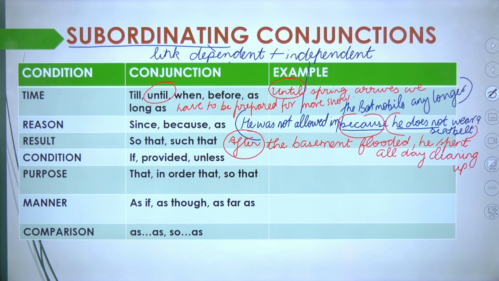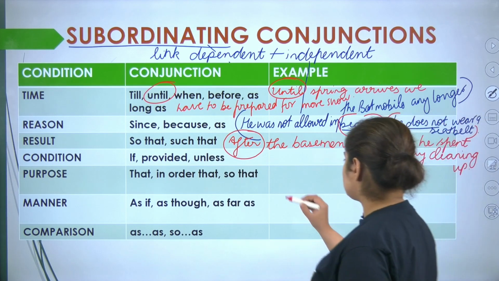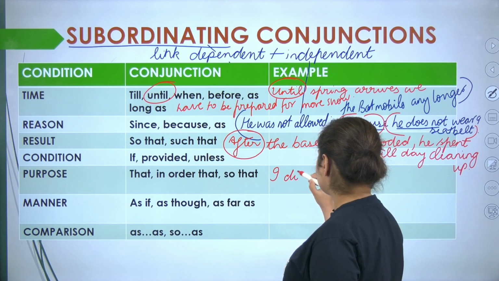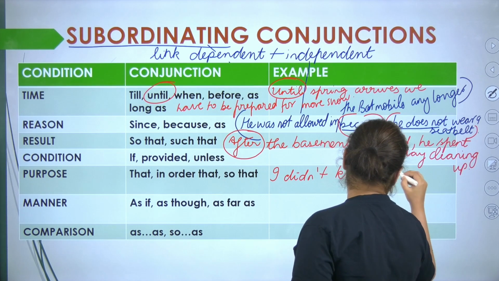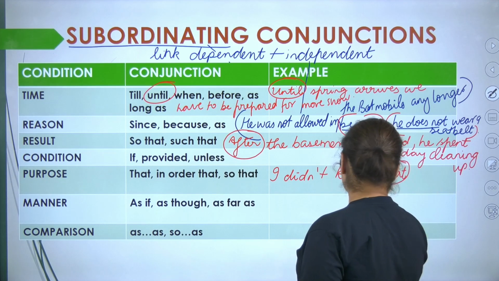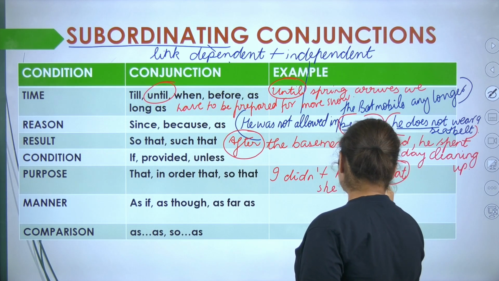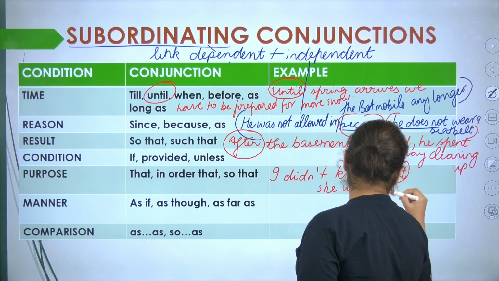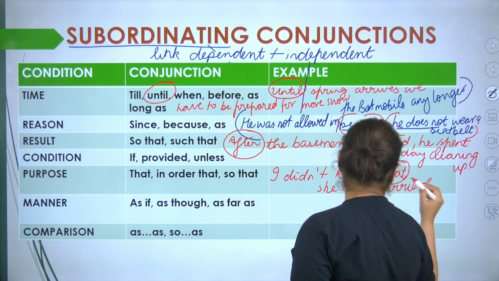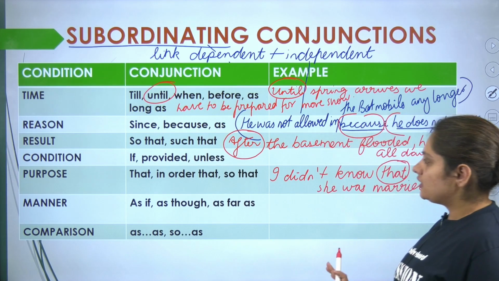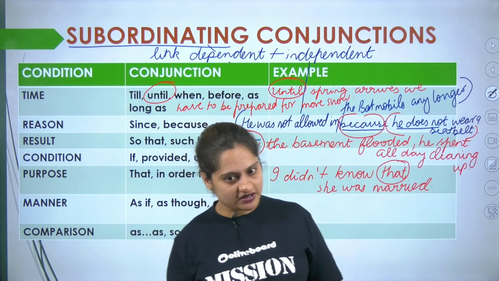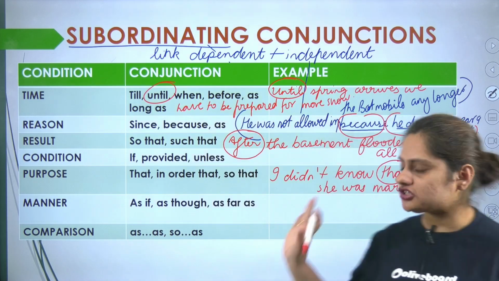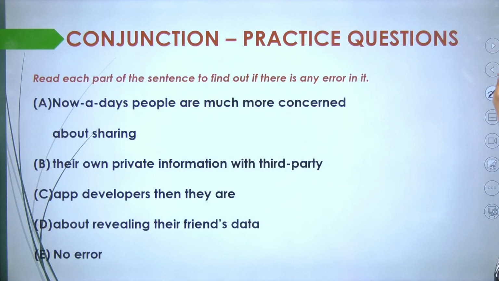I didn't know that she was married. Reason or purpose. So I didn't know that. Now that becomes your subordinating conjunction. She was married is your independent clause. I didn't know is your dependent clause, combining the two. So we are combining two parts, one dependent and one independent, so we use subordinating conjunctions. Just remember like that.